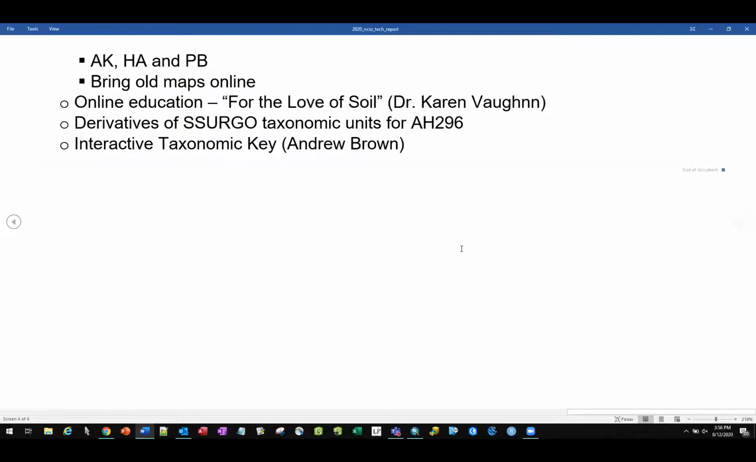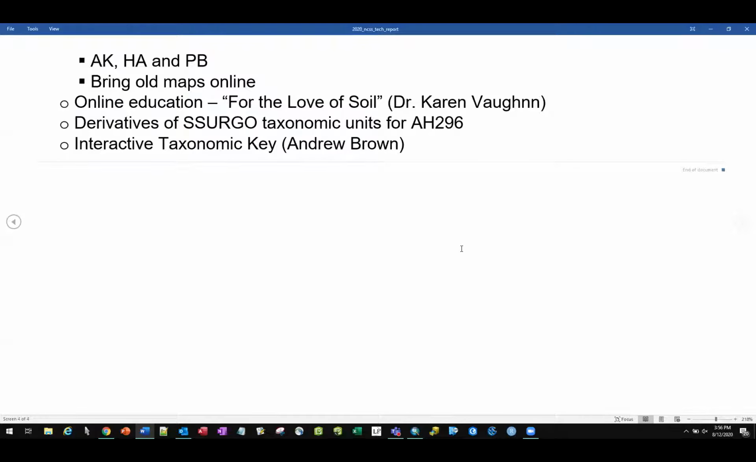Want to be able to try to incorporate Alaska, the Hawaiian Islands, and Puerto Rico into our database. Another idea was to bring old map units online, scan them, georeference them. Many are incomplete, but it'd be kind of neat to see old in new technology. The online education for the lovers of soils. There's another thing for social media that's out there.